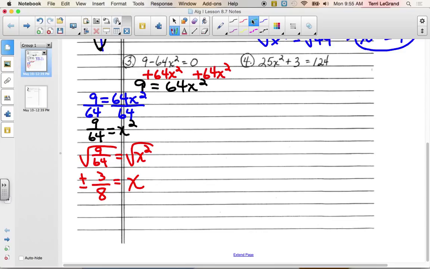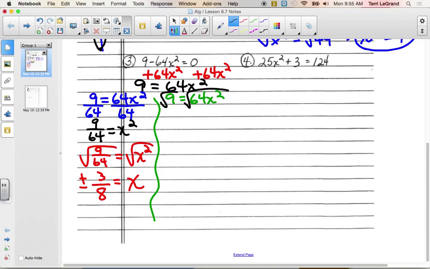Well, I want us to see that there really is another way to do it also, okay? If you don't like that way, I can give you another option. Because A was a perfect square, C was a perfect square, we could do it one of these two ways. So this time I'm going to take the 9 equals 64x squared, just leave it like that, and take the square root of both sides right away.